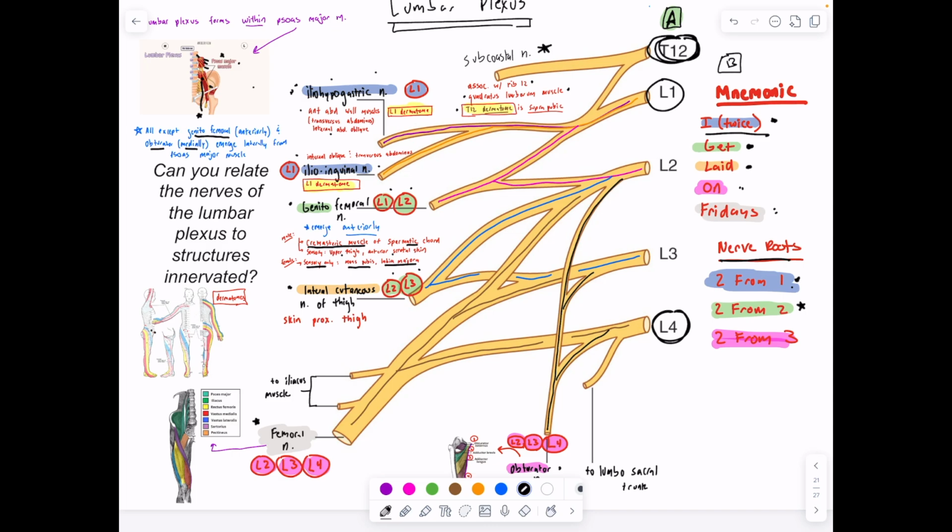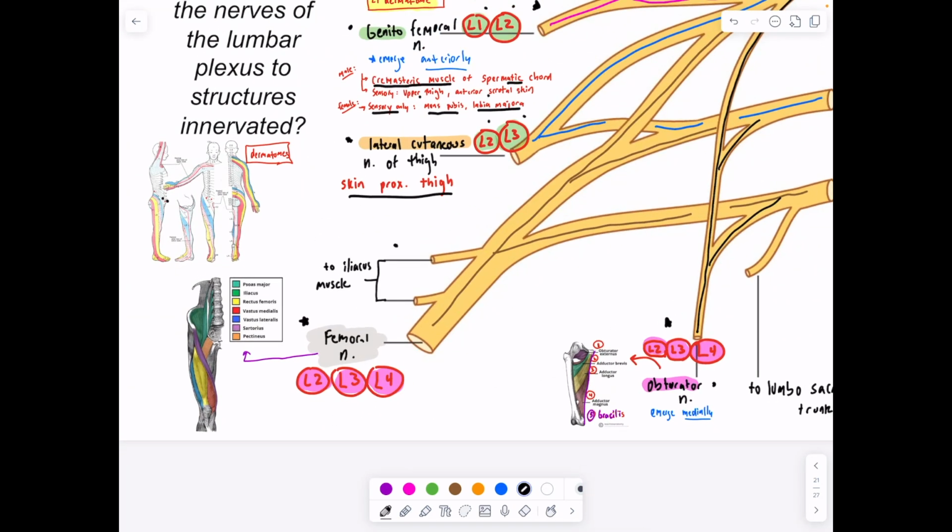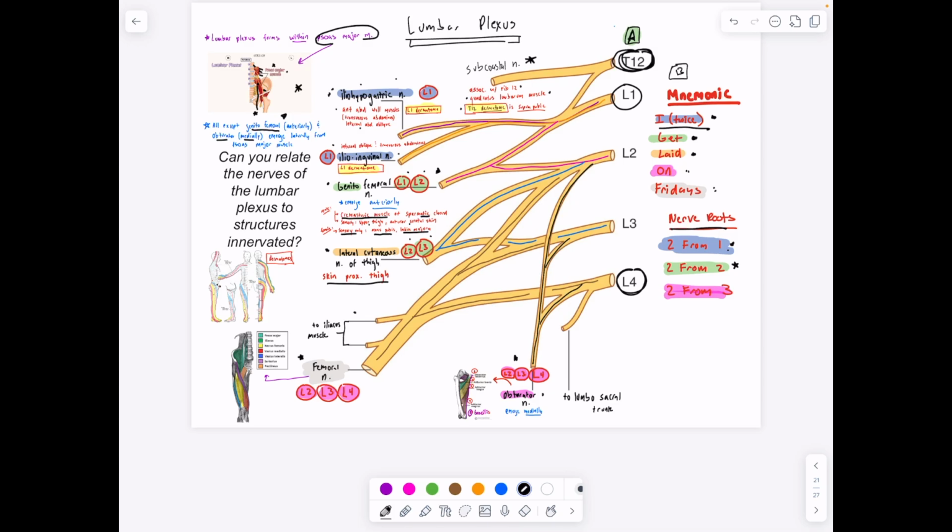We said again that the lumbar plexus forms within the psoas major. All of these branches come out laterally, except for the genitofemoral, which comes out anteriorly. We'll see this better on the next page. The obturator nerve comes out medially. Then we have laid for lateral cutaneous, and this is just innervation of the skin on the proximal thigh. Here we have two additional branches to the iliacus muscle, and then finally we have the mnemonic's on Fridays.